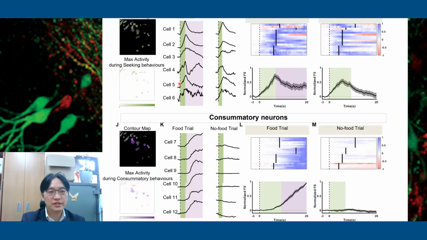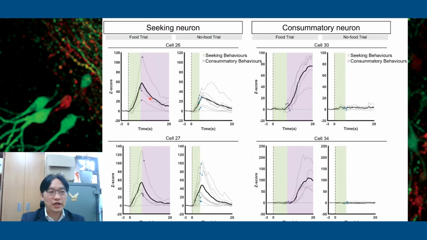And the single cell analysis also shows that the seeking neurons are activated in all trials, including no food trials, but consummatory neurons are not activated by the no consumption trial. So by using this behavioral time-lapse technique, we can distinguish these neurons. And we did this trial like 5 times and showed that this is very reliable. Every time it goes like this.